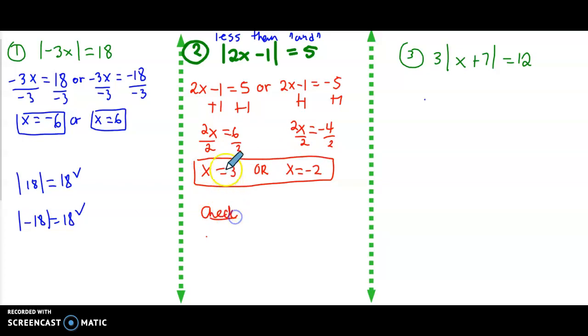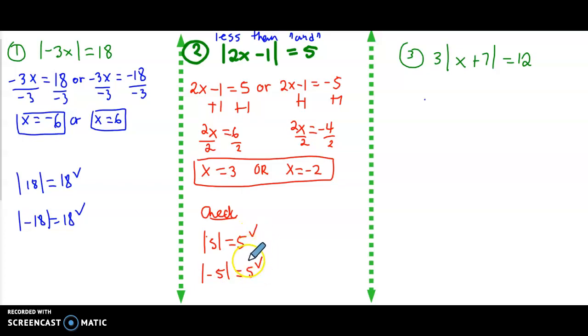If you check the first one, if you put x as 3 in there, you would have 2 times 3 is 6 minus 1. Absolute value of 5 is 5. That is correct. And if you put negative 2 in there, you're going to have negative 4 minus 1, which is negative 5. And absolute value of negative 5 is 5 because the negative 5 value is 5 units away from 0 on the number line.